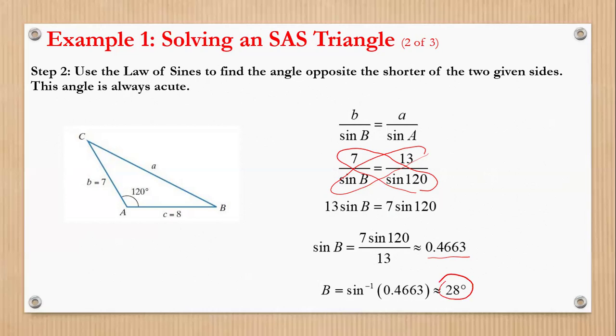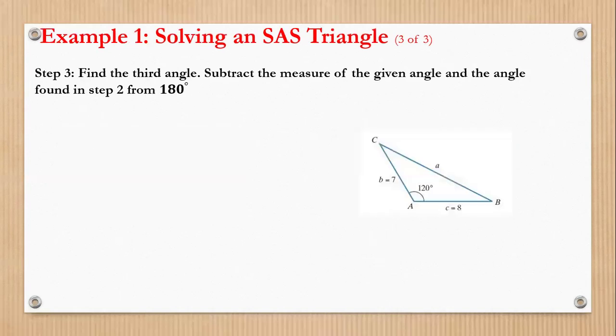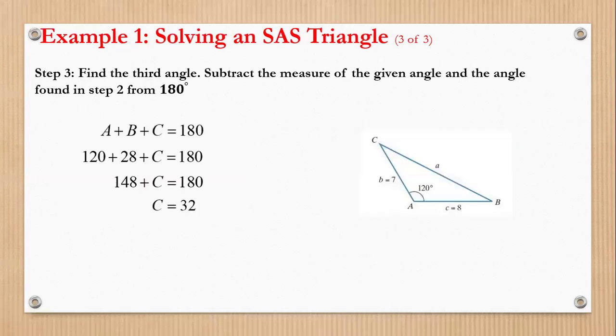So now I know that the A is 13. I got that the angle B must be 28. Now, third step is finding angle C. And angle C is easy because I already have two angles, and if I add them together, set them equal to 180, I can find the third one, which is 32 degrees. Now I have solved this triangle by finding all three sides and all three angles.